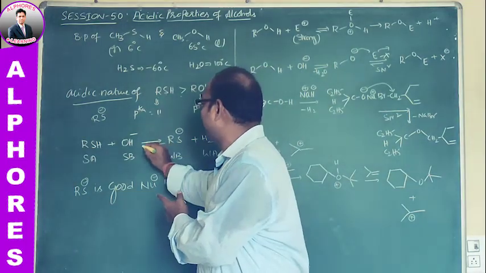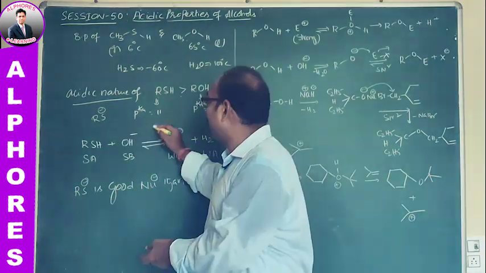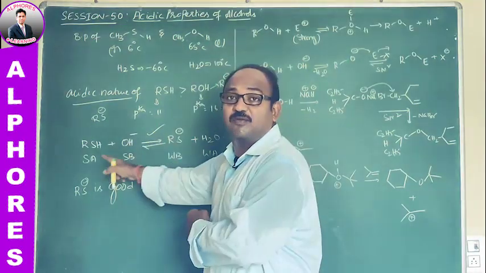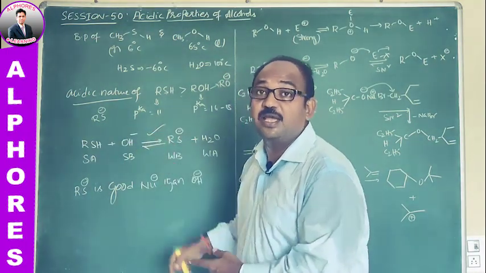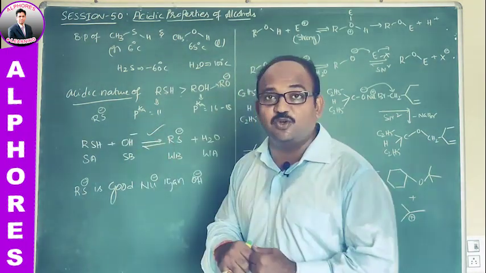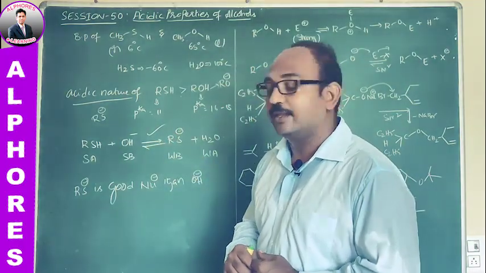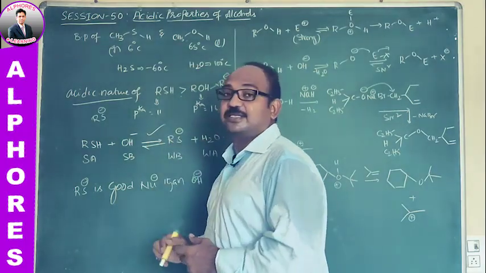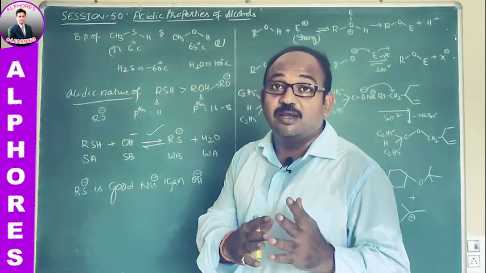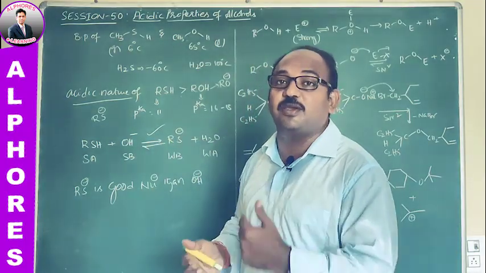So if you assume that this is a reversible reaction, the forward reaction takes place more than the backward reaction, because the forward reaction is nothing but a strong acid, strong base neutralization. That's why the forward reaction takes place more. So here RS minus is the conjugate weak base of a strong acid.